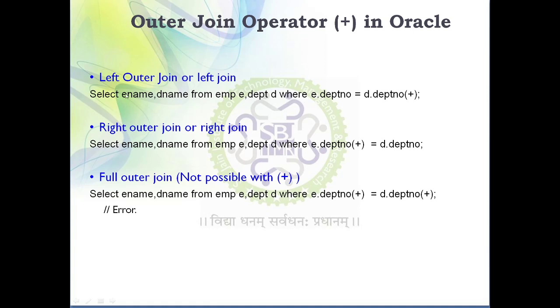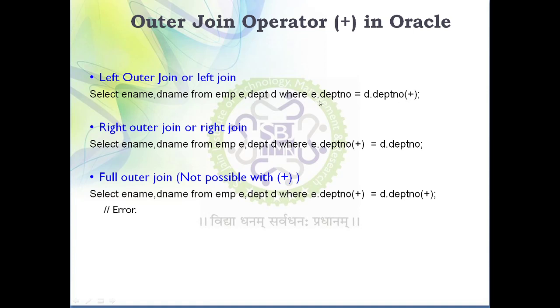Again the purpose is the same. I need to fetch employee name along with the department name. So how can I write a query? Select ename, dname from employee e, department d where e.dpt-no equals d.dpt-no. But here I need to specify this outer join operator, and here is one logic you need to understand: for a left outer join, you need to specify this particular outer join operator in the opposite direction.